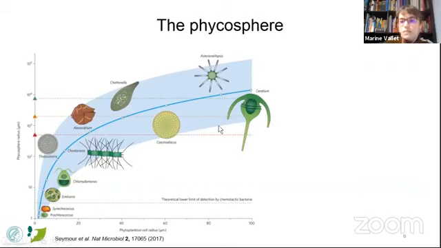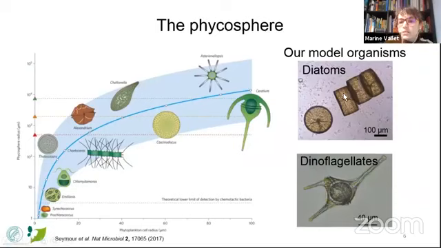In my group, we are mainly working with two clades of microalgae, the diatoms and the dinoflagellates. The main difference is that diatoms have shells, glass houses, let's say, and most of them are not motile. It depends, it's a little bit more complicated, but most of them are not motile. Meanwhile, the dinoflagellates have flagella and can move and swim around.